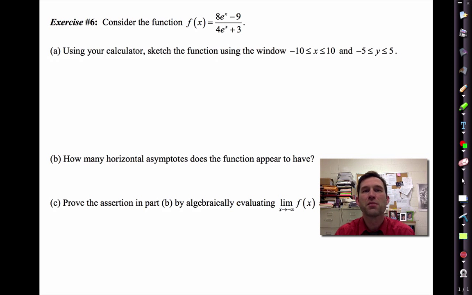The first part of the problem is completely exploratory. It says, using my calculator, I want to sketch the function using that window given. So pause the video now and use your Texas Instruments or Casio or Hewlett-Packard or any other brand that I've forgotten now, please don't sue me, and sketch that function. I think you'll see something that's really rather cool.